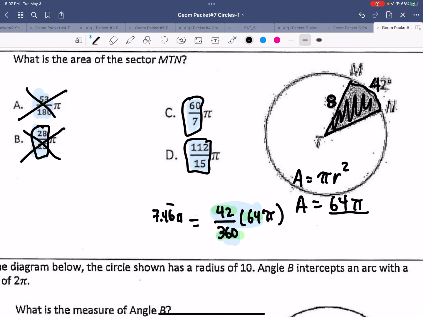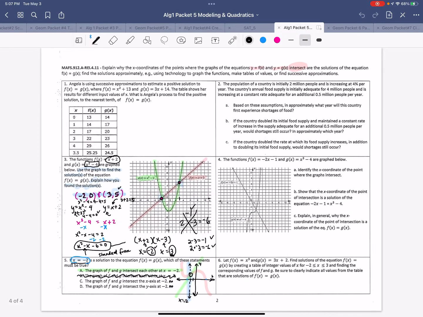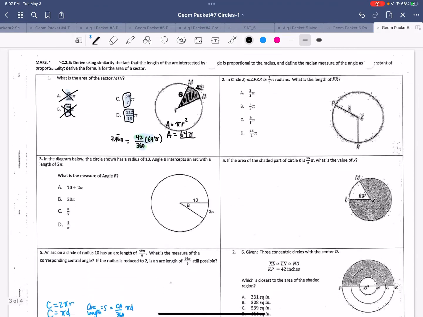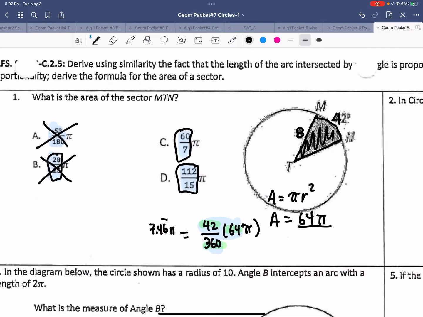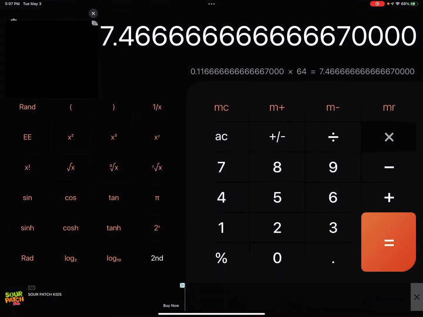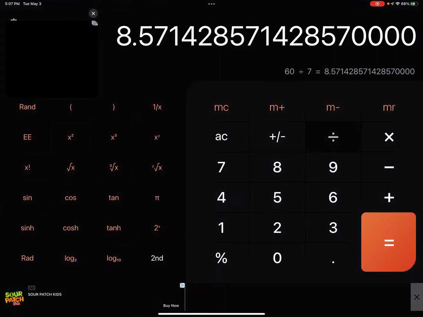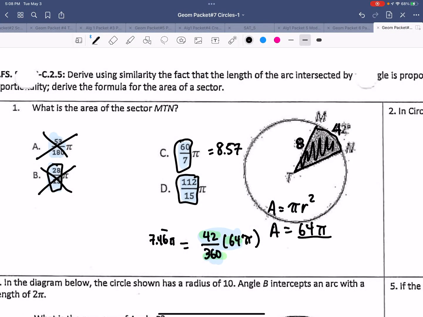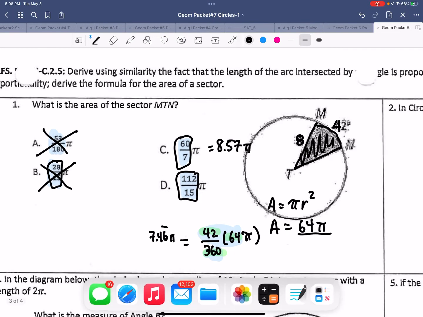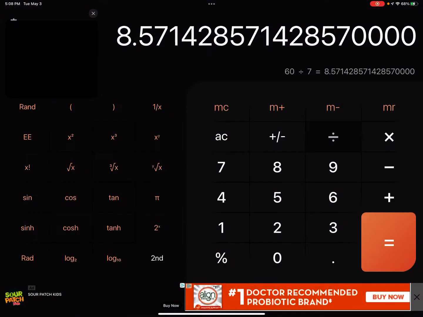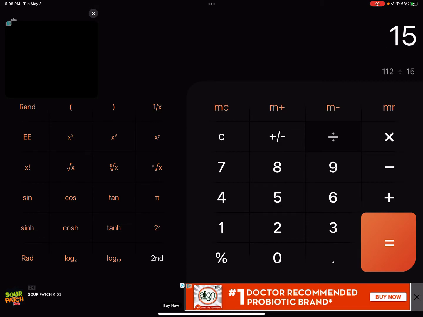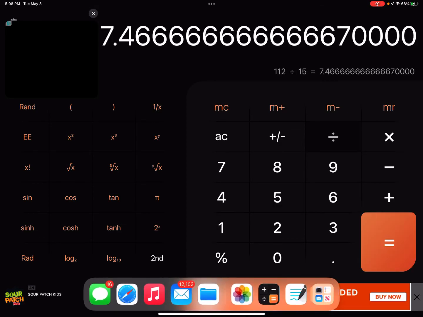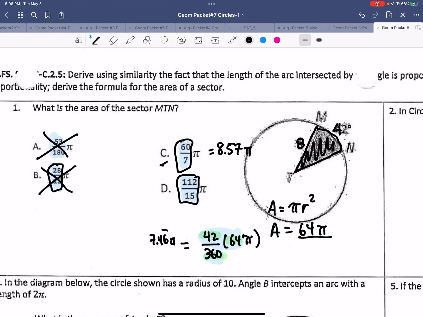So 49 divided by 7. So it looks like it might be one of these two. Sorry about that. My hand opened a different page. So let's look at 60 divided by 7. 60 divided by 7 is 8.57 times pi. What's 112 divided by 15? 112 divided by 15. That's our number, isn't it? You see that? Okay, so our final answer is this one, because this fraction is also 7.46 repeating.